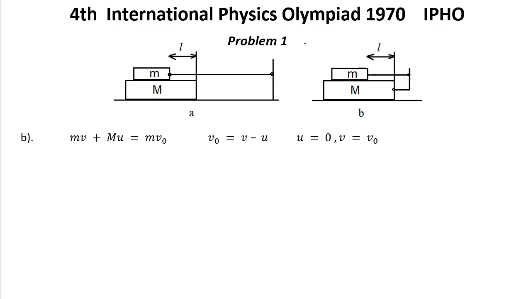Thus, being released, the bar remains fixed relative to the table, whereas the carriage will be moving with the same velocity v0 and will reach the edge of the bar within the time t equal to L over v0, which is 5 seconds. So that was the solution for question B.